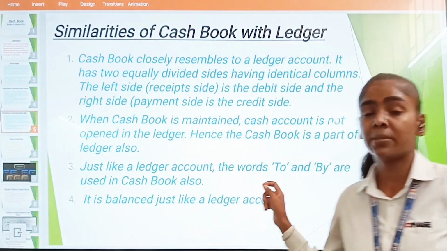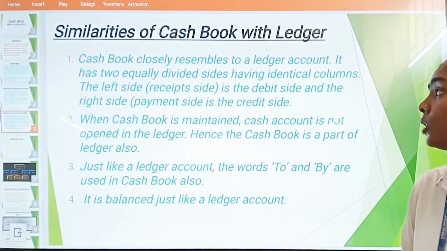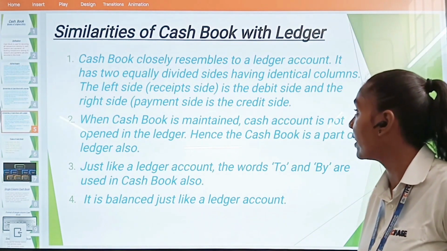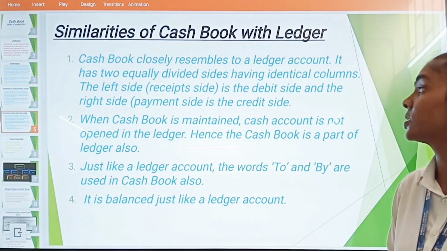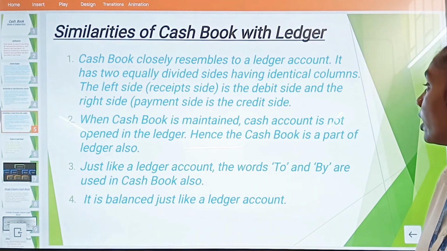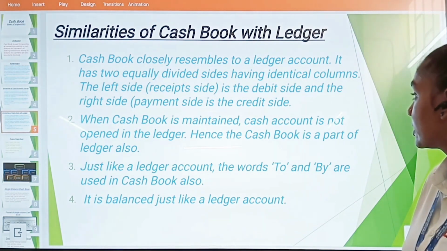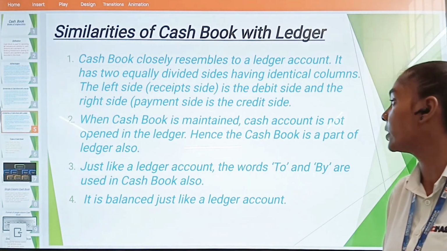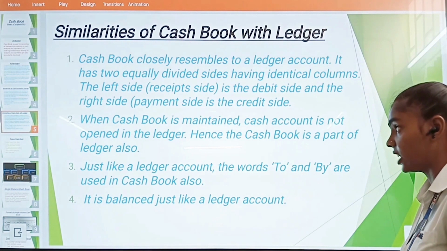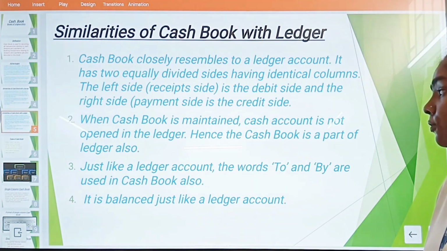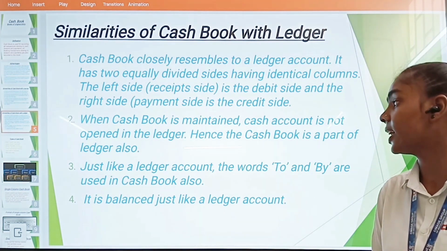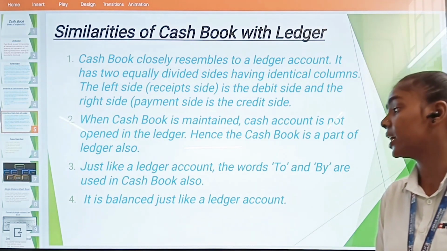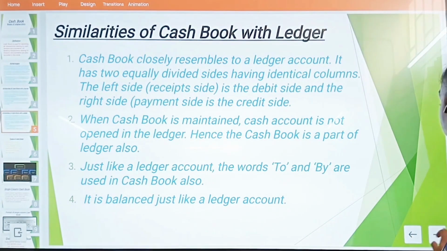Now some similarities of Cashbook with the ledger account. Cashbook closely resembles a ledger account. It has two equally divided sides having identical columns. The left side is the receipt side, which is the debit side, and the right side, the payment side, is the credit side. Second, when Cashbook is maintained, cash account is not opened in the ledger, hence the Cashbook is a part of the ledger also. Third, just like a ledger account, the words to and by are used in the Cashbook also. Fourth, it is balanced just like a ledger account.